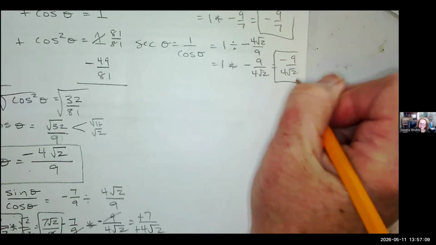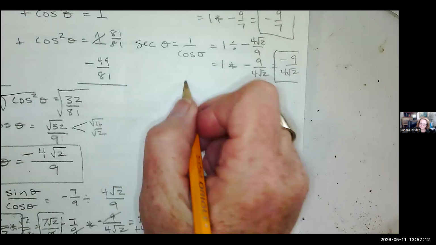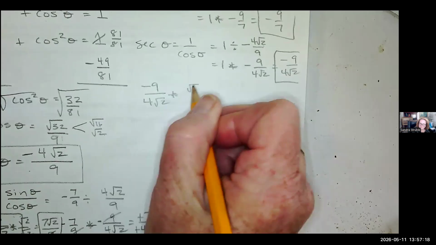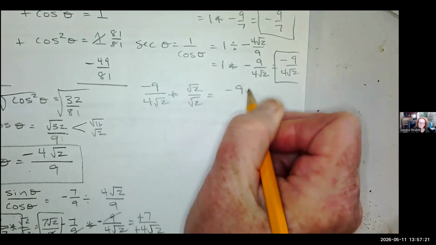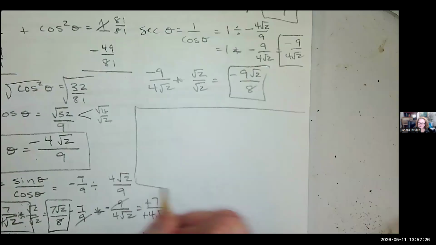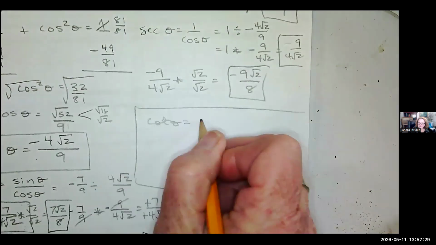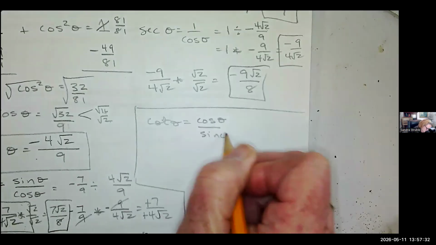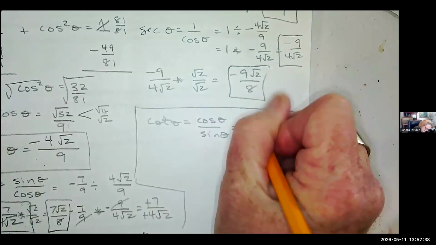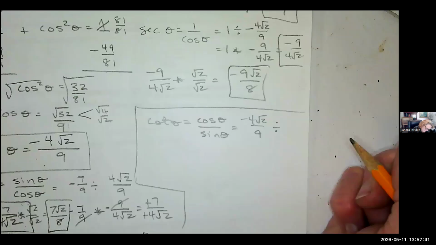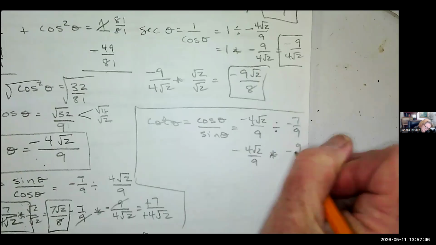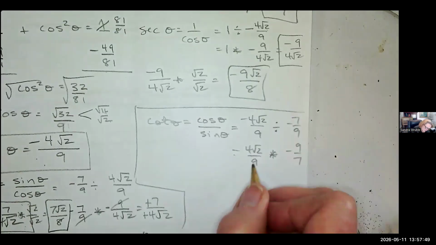If you rationalize your denominator, your bonus point. And then last is your cotangent, which is your cosine over your sine. Cosine was, we'll get there, -4 square root of 2 over 9 divided by sine is -7/9. Keep, switch, reciprocal. Negative times a negative is a positive. Nines are gone. So this is 4 square root of 2 over 7.